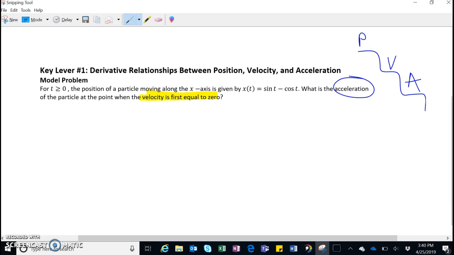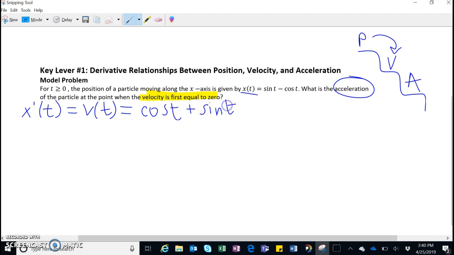So just the first thing here, if I'm given position and I want to get down to a velocity, the first thing I'm going to do is take the derivative. One way to note that is that the derivative of position actually is the velocity function. And if we apply some trig rules, that in this case would be cosine of t plus sine of t. And that's me just using my trig derivatives from up here. Sine's derivative is cosine, and negative cosine goes to positive sine.